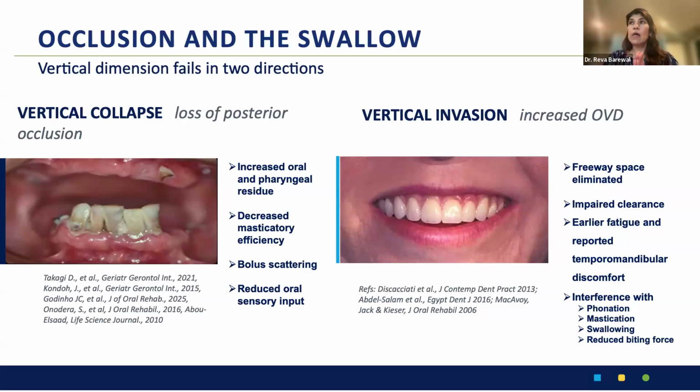And so the question is what's the impact of that for the world of dysphagia science, right? And so what they noticed, so studies have looked into this a lot. There's increased oral and pharyngeal residue, decreased masticatory efficiency, bolus scattering, and reduced oral sensory input. Now, the corollary is vertical dimension invasion.